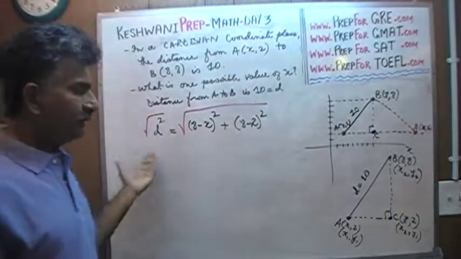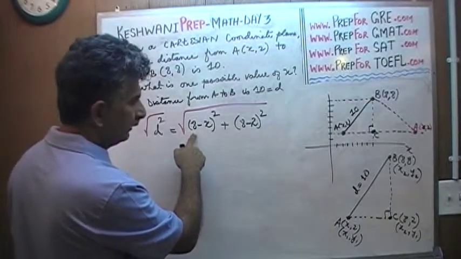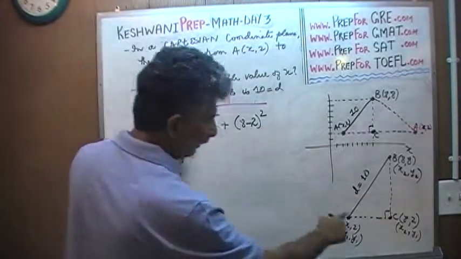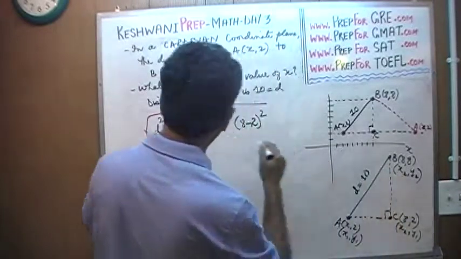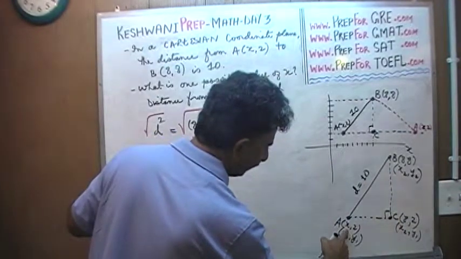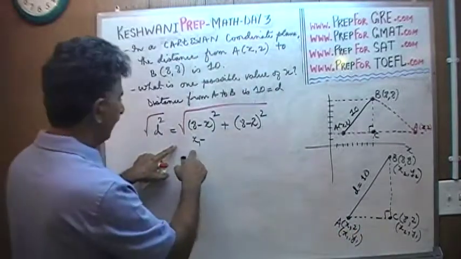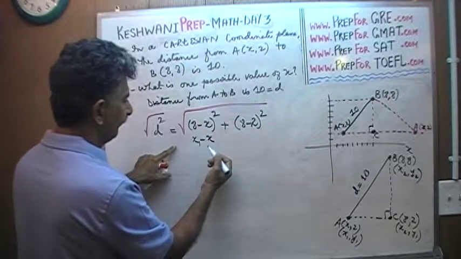It's a simple application of the distance formula. You see, x2 right here, x2 minus x1. Our x1 is simply called x here. This is the comma, this is nothing. Our x1 is simply called x.